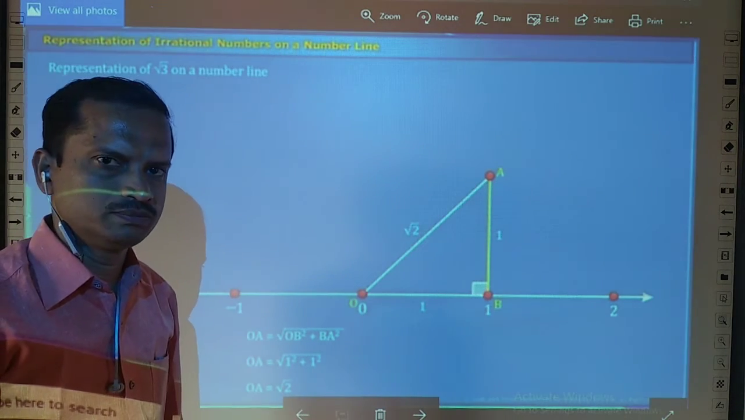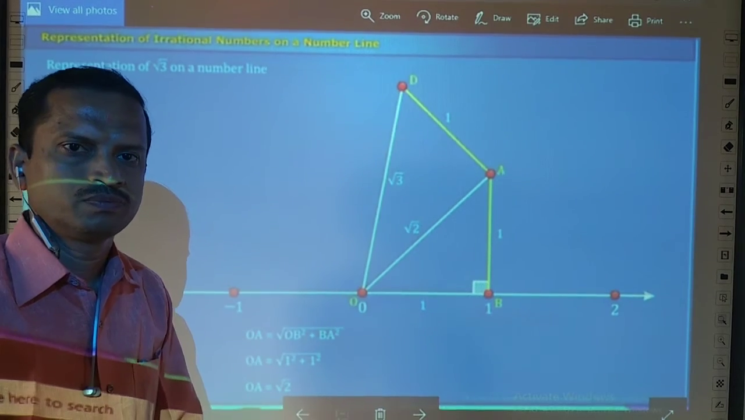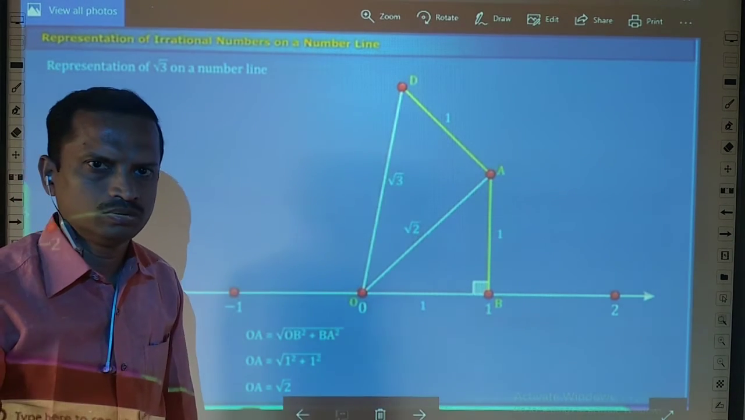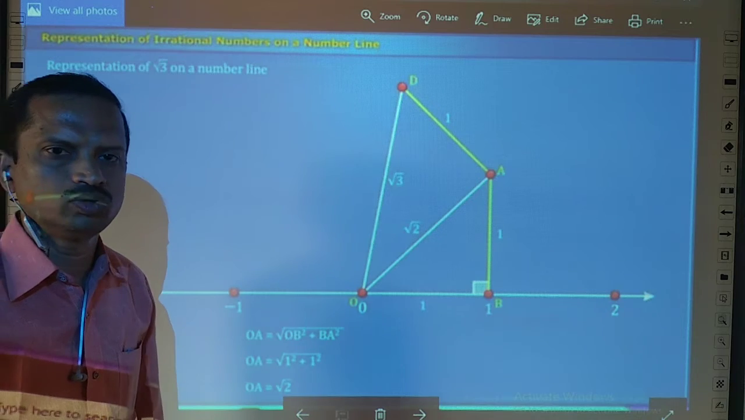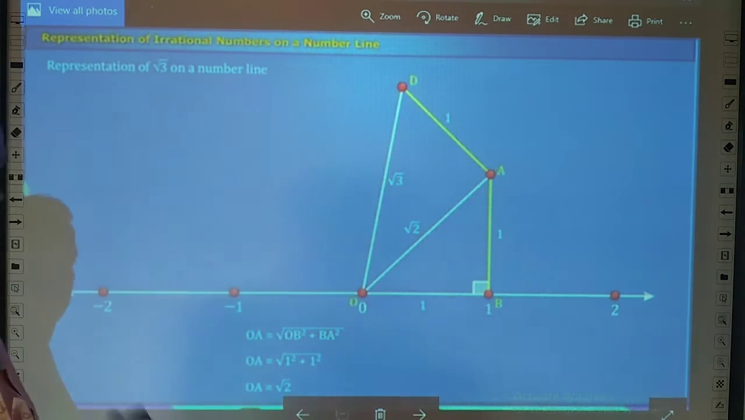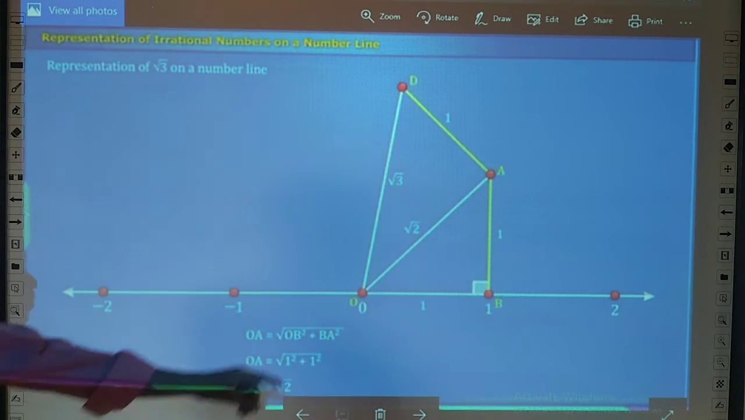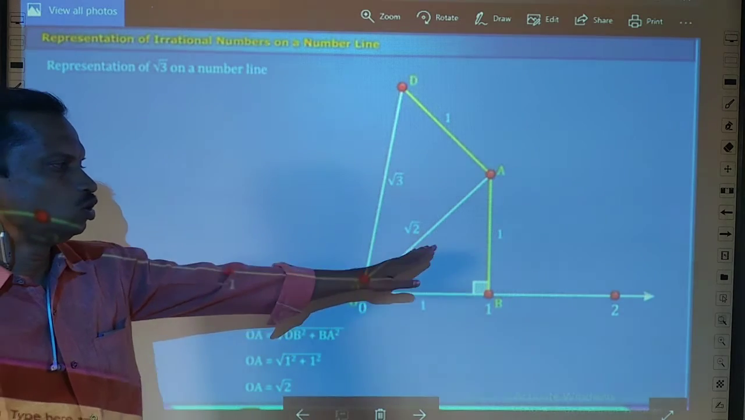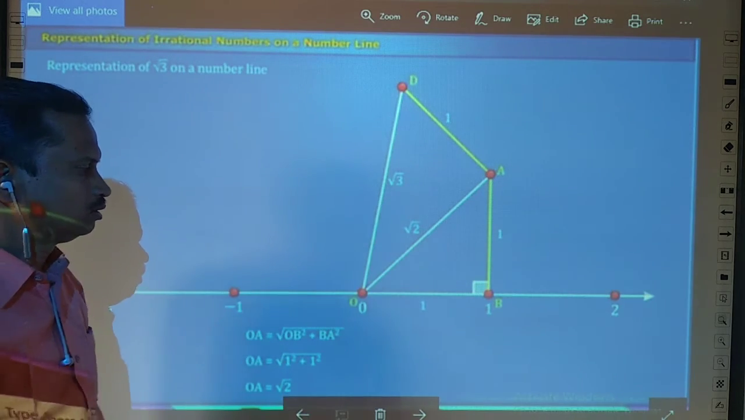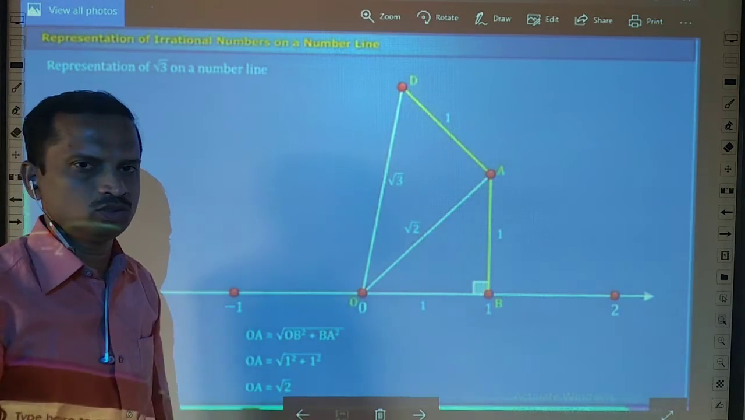And next, now you see how we locate root 3 on the number line. So the same number line. First of all, root 2 we have to locate, and then move to the next, root 3.